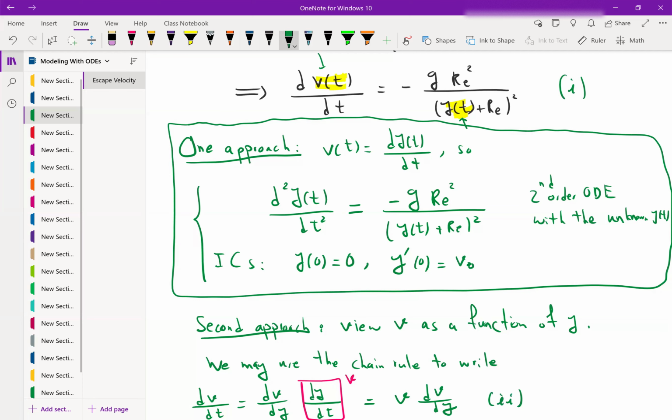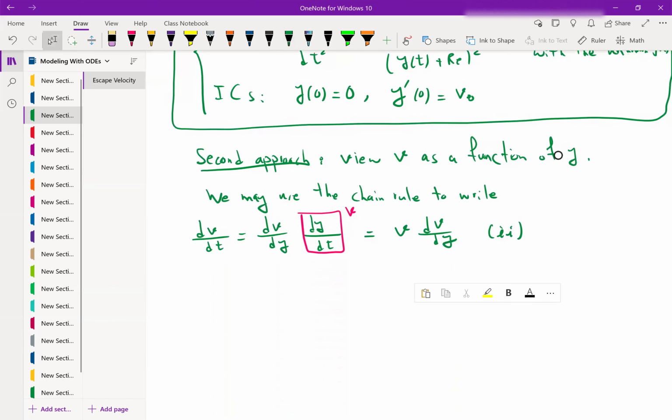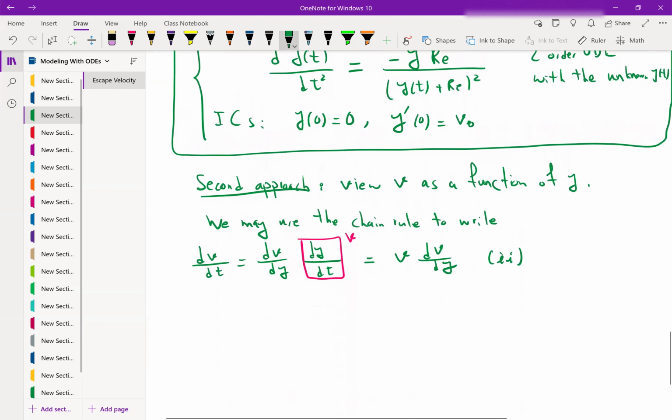Now I can write my equation with only v in it, but v as a function of y. It's not like I have v of t and y of t. I have v, and y is my independent variable. V is the dependent variable, y is the independent variable. The problem with the previous version, version 1, was that we had v as a function of t, y also as a function of t. Two functions. But now I'm going to view v as a function of y. That will be the only unknown for me.